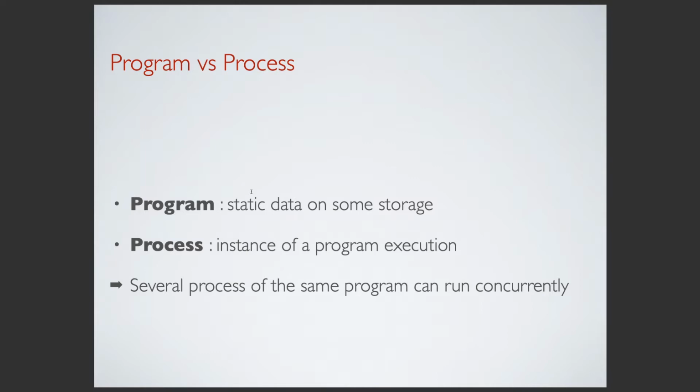A process is an instance of this program. So when we decide to run a program, this program is going to run inside a process. What's the difference here? Well, you can have several processes of the same program running concurrently at the same time on your machine. For example, you can open two instances of your browser, or you can execute two instances of the same program that you have just compiled. That's why we're going to use this term process here.